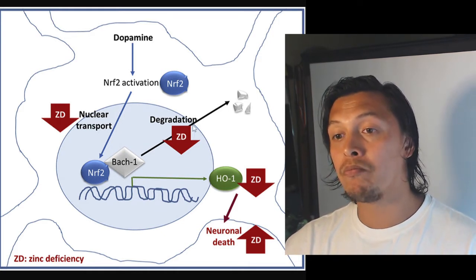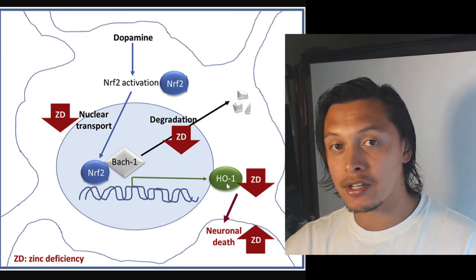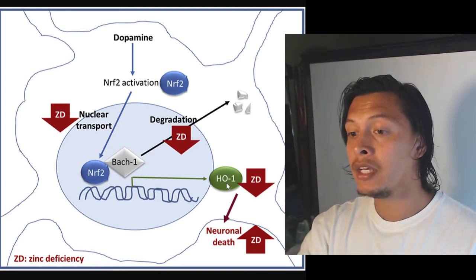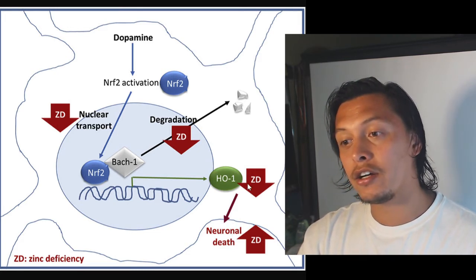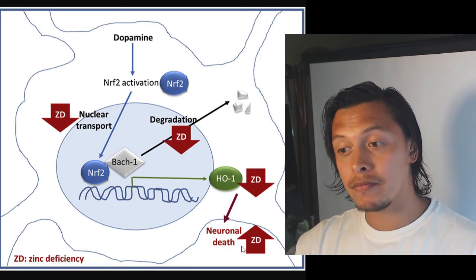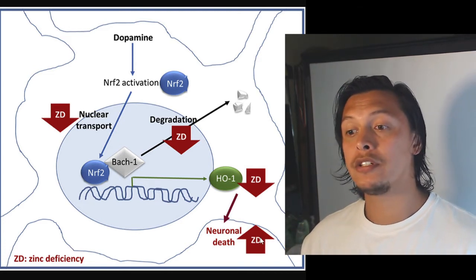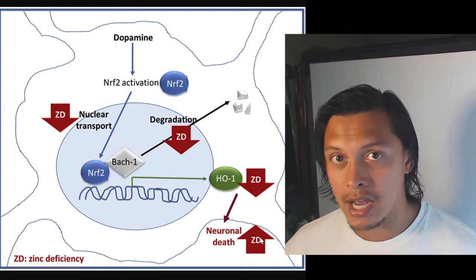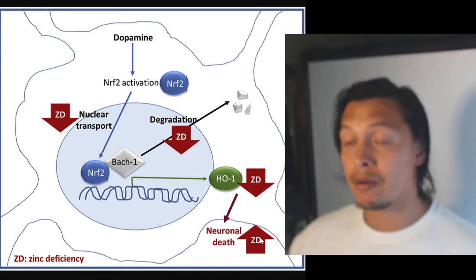So both of these combined ends up reducing the amount of heme oxygenase 1, and then this causes neuronal death. So there's an upregulation of neuronal death. Now, sometimes you want cells to die, right?